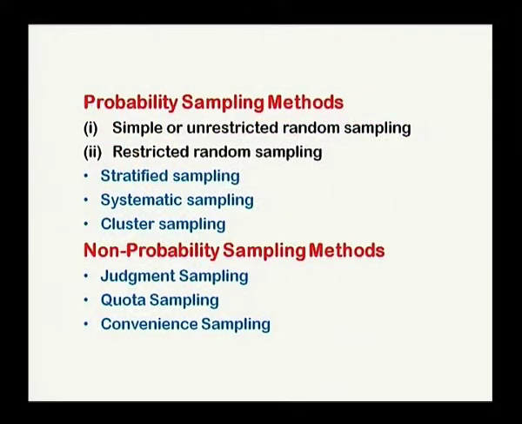Now, probability sampling methods. What are the methods which are used in this case? Simple or unrestricted random sampling. Second is restricted random sampling. In this case, there are further methods used, that is stratified sampling, systematic sampling and cluster sampling. And in case of non-probability sampling, we use judgment sampling, quota sampling and convenience sampling.